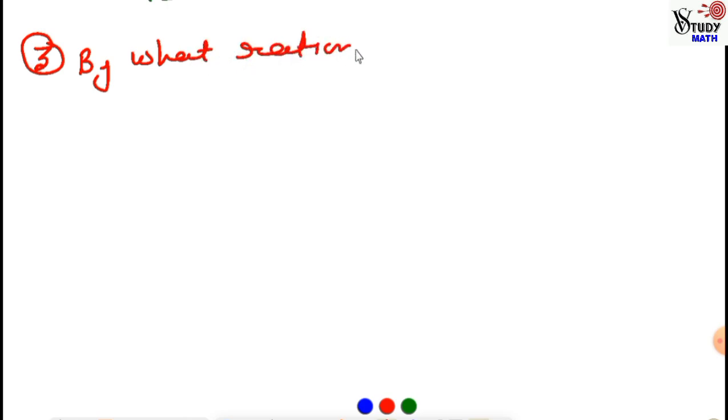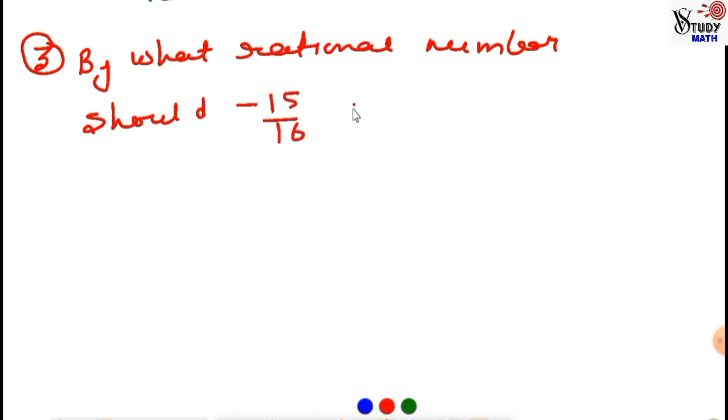Now move to the next question, question number 3. Question number 3 is that by what rational number should negative 15 by 16 be divided to get negative 5 by 7?